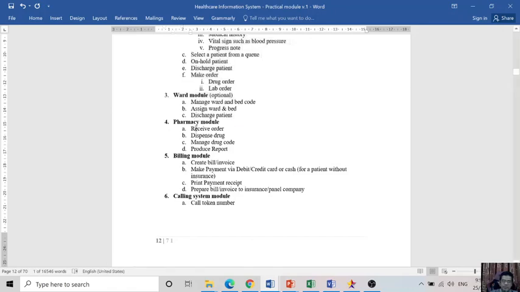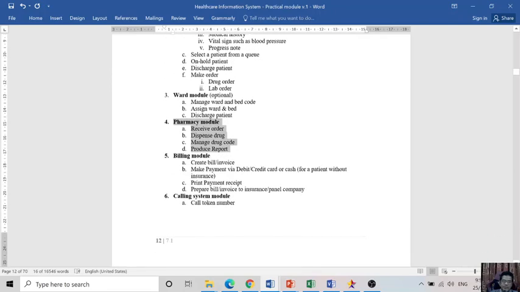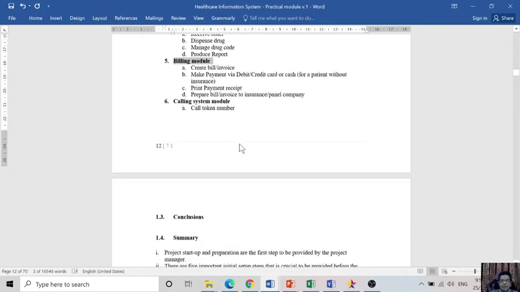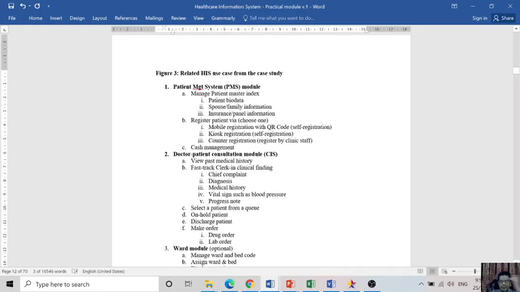And let's say we don't have this module, so we need to do the dispensing and filtering of the drug manually. So you can see that the process is not smooth. Let's say you don't have a billing module, for example. So how do you want to produce a receipt, how do you want to produce an invoice, and so on. So it will affect the process flow. So those are the modules that we can capture from the case study.